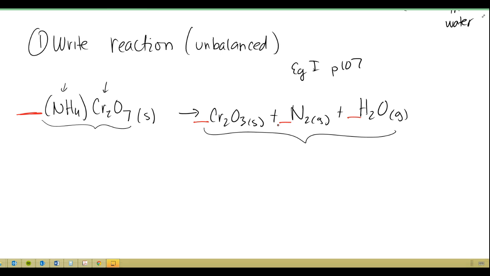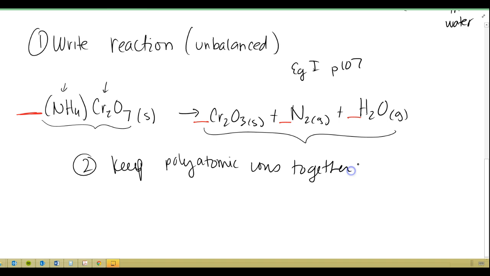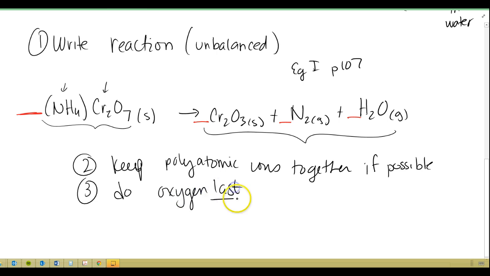All right, so what I suggest in terms of balancing is that you first and foremost keep polyatomic ions together whenever you can. So balance them as a whole. You'll notice that that is not necessarily possible in this case. I first want to look at the ammonium, and there's no ammonium on the other side, so I can't leave that one. The dichromate, there's no dichromate on the other side, so I can't do that. That's why I say if possible. And my last word of advice is do oxygen last. It just ends up being easier that way.